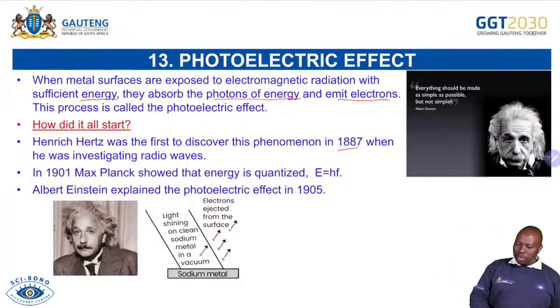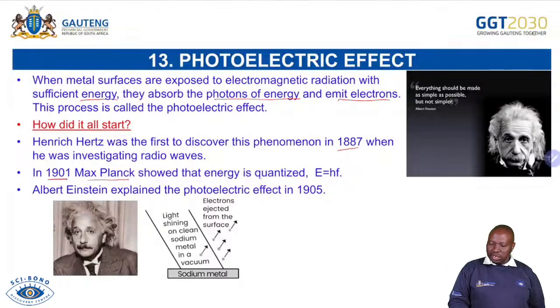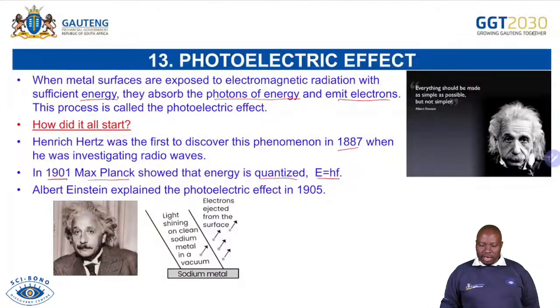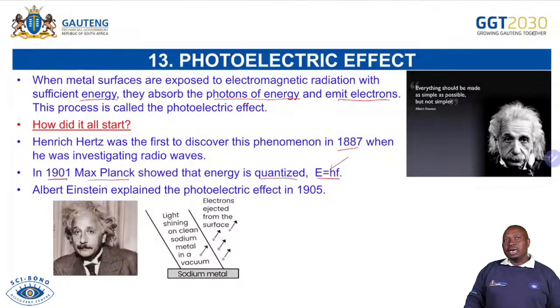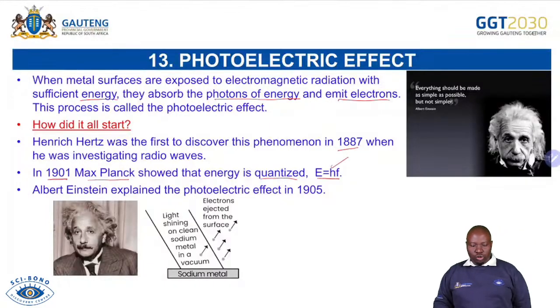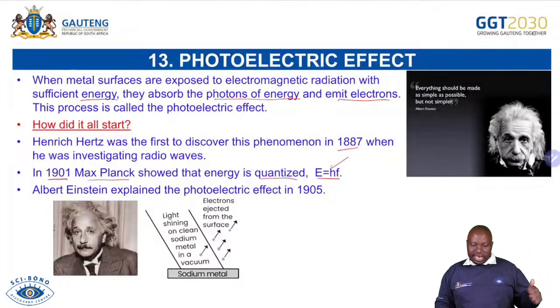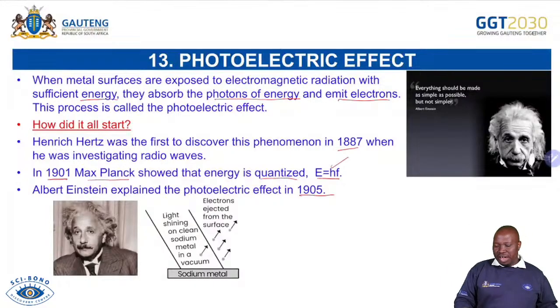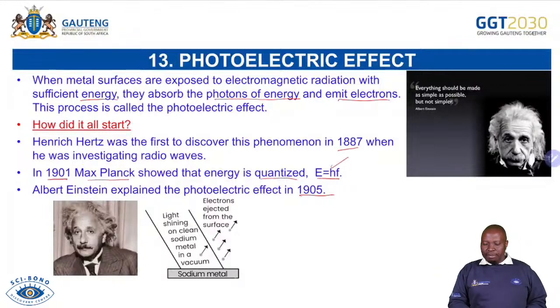In 1901, Max Planck showed that energy is quantized, with the formula E equals hf. Hence h is referred to as Planck's constant, because it is Max Planck in 1901 who was able to show that energy is quantized. And then Albert Einstein came and explained it in 1905. He took a metal, for example here we're given a sodium metal.